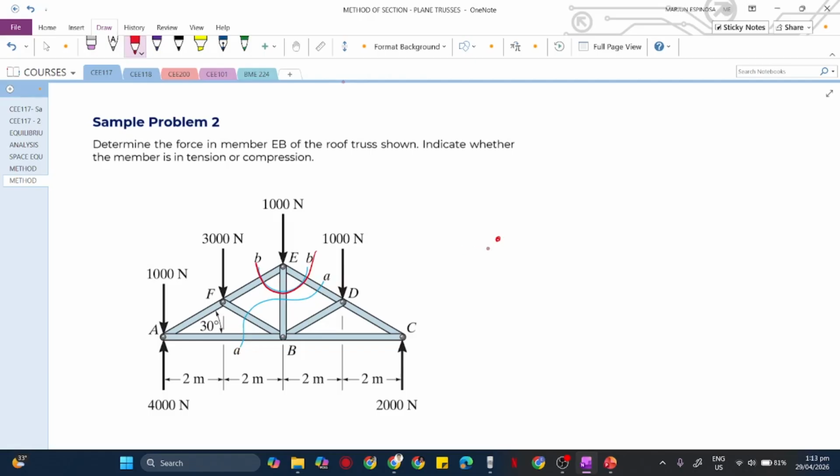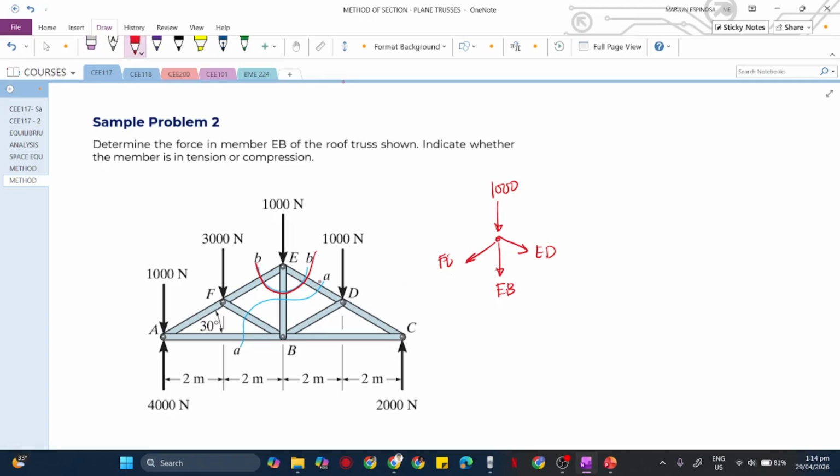So we cut at point A here. Basically, we have the 1,000 here, and then we have FE, and then our unknown EB, and lastly this one, ED. Those are the unknowns. So there are three unknowns, and we just need to solve for the value of EB.